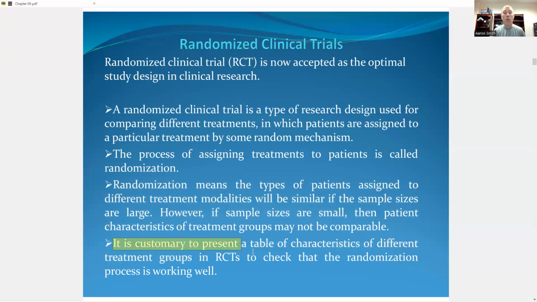It is customary to present a table of characteristics of different treatment groups in randomized control trials to check that the randomization process is working well.